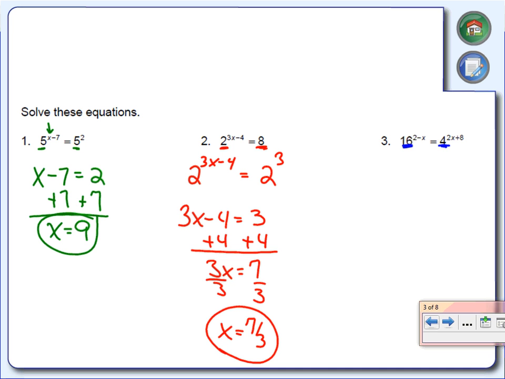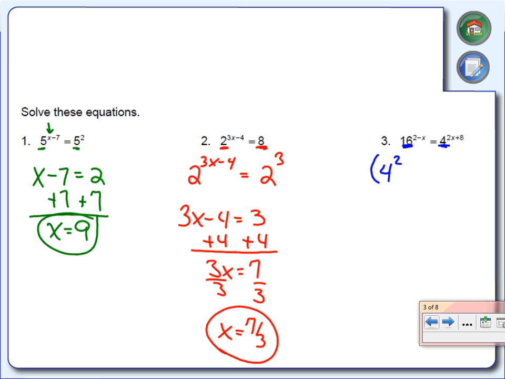Virginia, you got any ideas here? What can we do? Is there any way I can rewrite a 16 so that it would have a base of 4? 4 what? Squared. 4 squared is the same thing as a 16, isn't it? Okay, so that's what I'm going to do. I'm going to rewrite this 16 as a 4 squared. They're equivalent. They mean the same thing. So that 16 has now become a 4 squared.